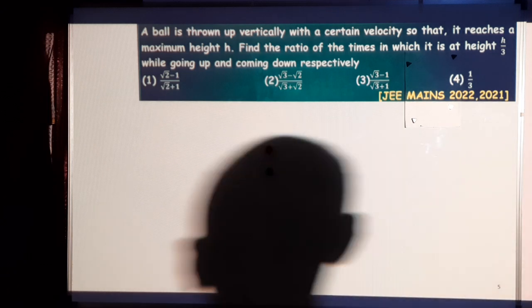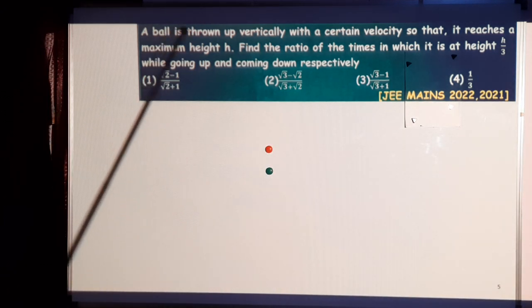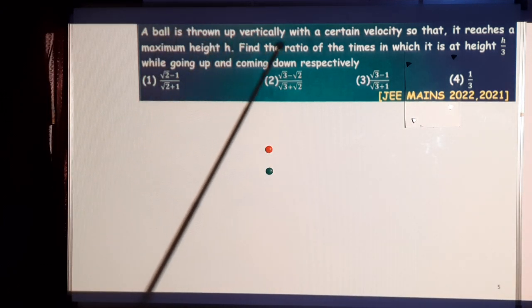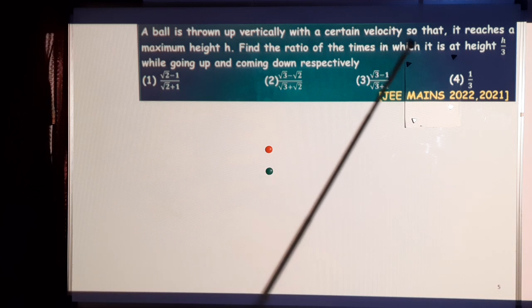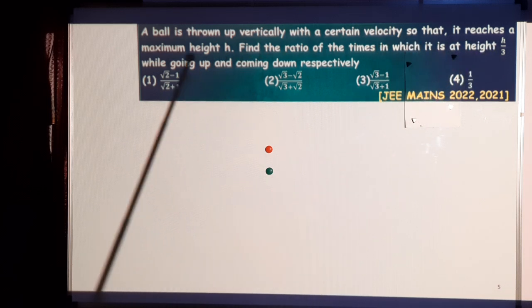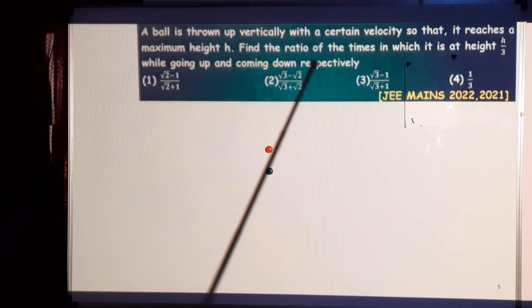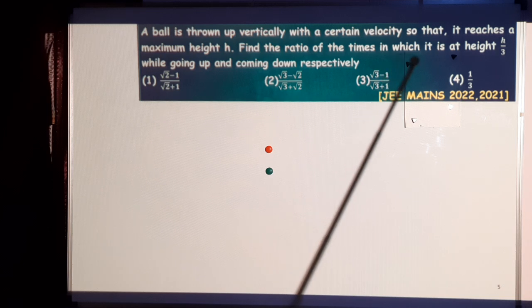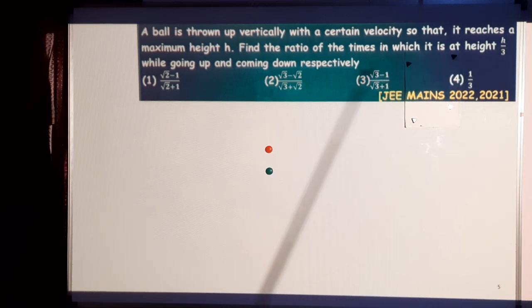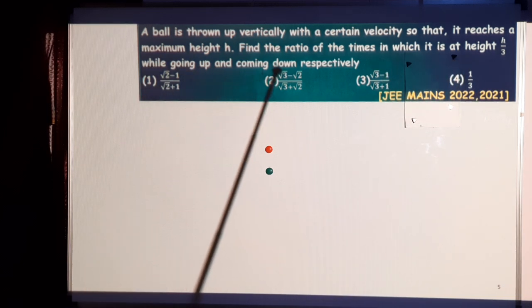This is the first one. The ball is thrown up vertically with a certain velocity so that it reaches a maximum height h. Find the ratio of the times in which it is at a height h by 3 while going up and coming down respectively. You can pause and attempt this question.